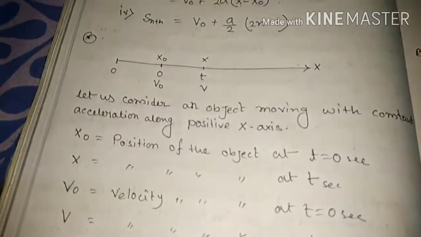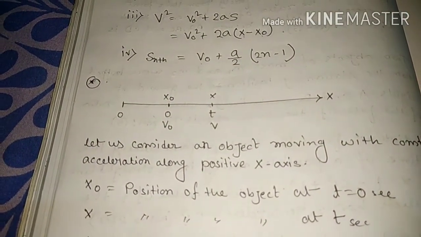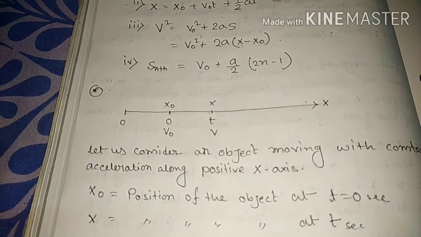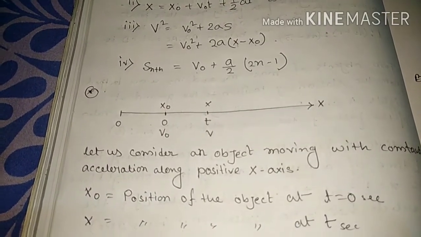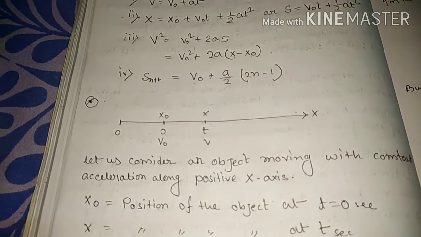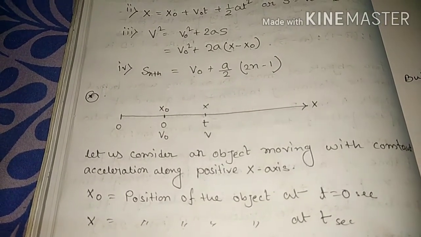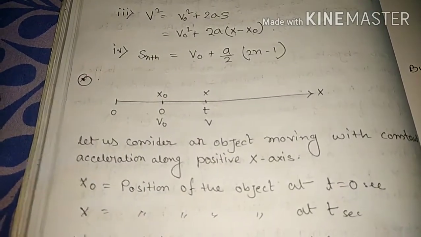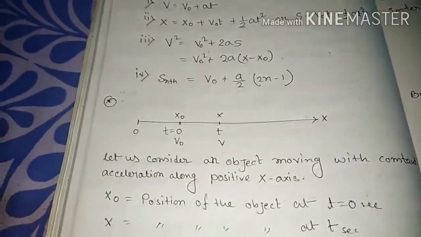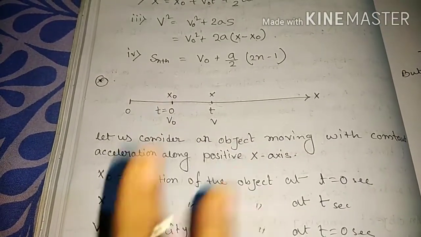You see the diagram, where x0 and x are denoted. We consider an object moving in a straight line, along the positive x direction, with a constant acceleration. That means uniformly accelerated motion. And x0 represents the position of the object when t equals 0 second, and x represents its position after t seconds. That means t equals t second.